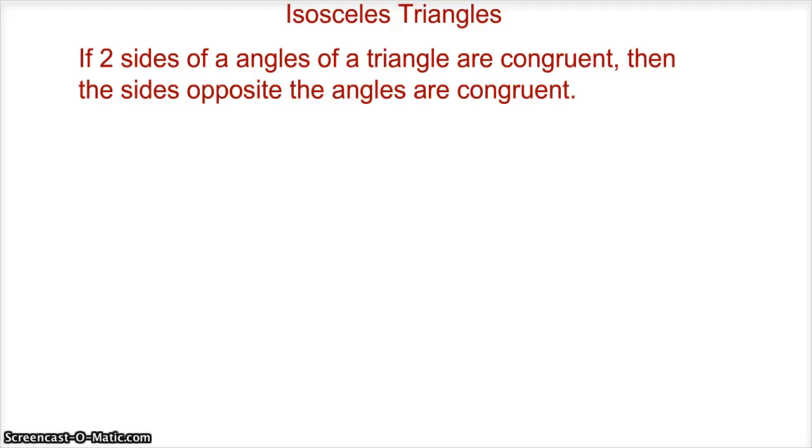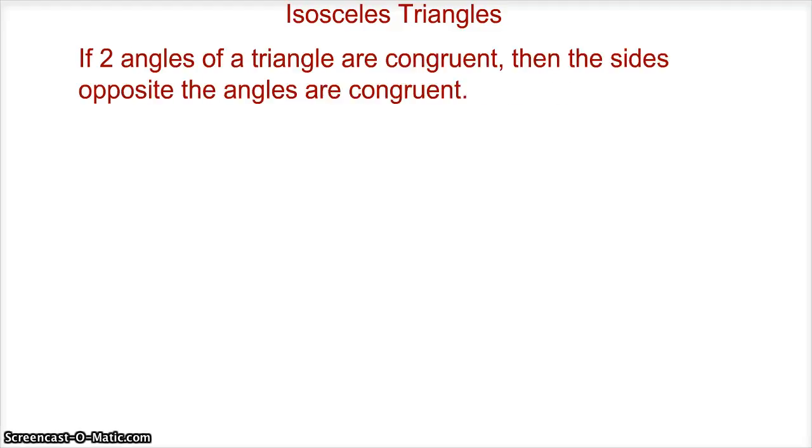So we're going to have the converse of that statement. If two angles of a triangle are congruent, then the sides opposite those angles are congruent. So, the picture looks like this.